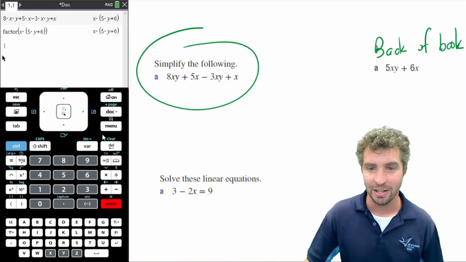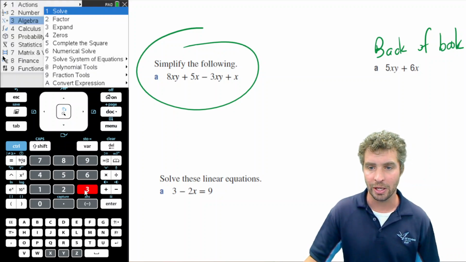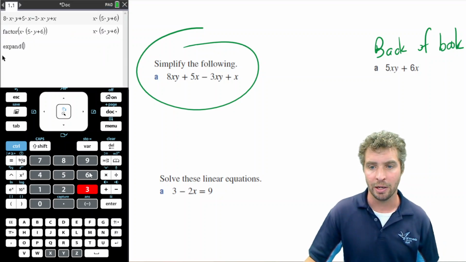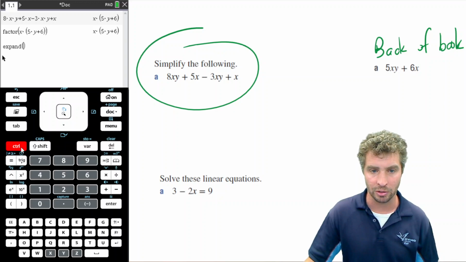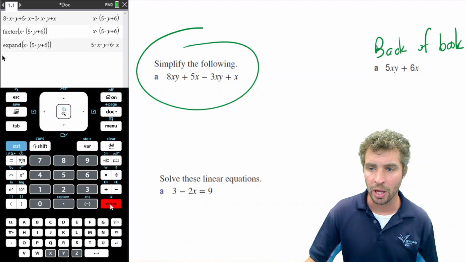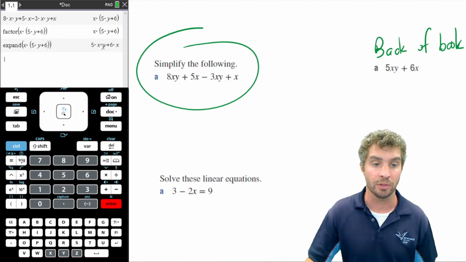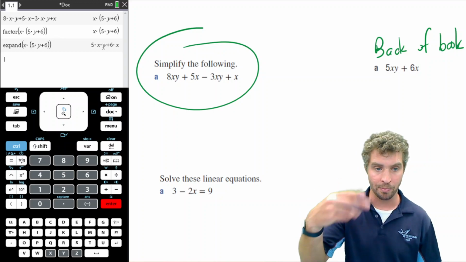I want to expand. So I'm going to go Menu, 3. It's factored, and I want it expanded. So I'm going to go 3 for expand. I'll just do my answer again. Okay, there we go. So now it's got 5xy plus 6 times x. You notice it puts those dots in there for times, but just like we know that when entering it in, we put those extra times.